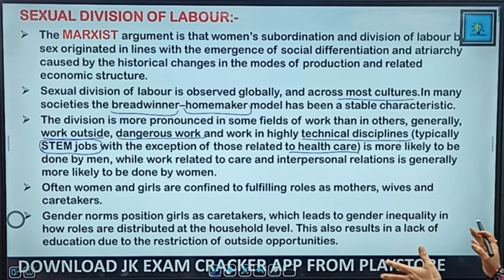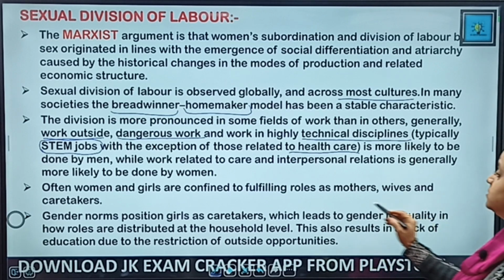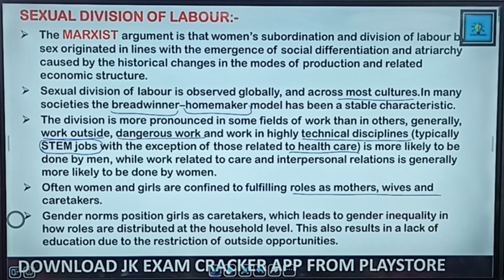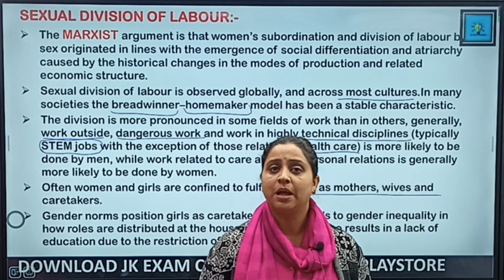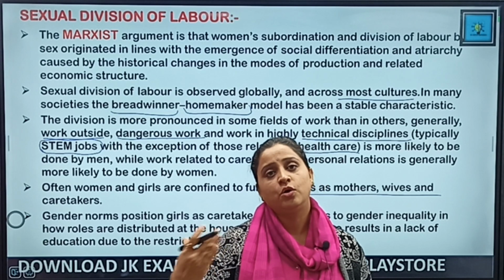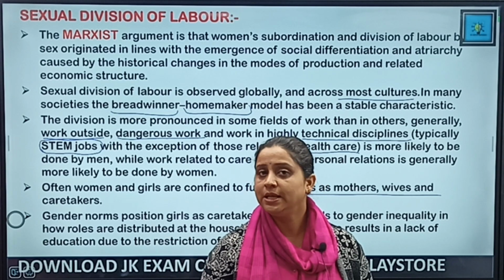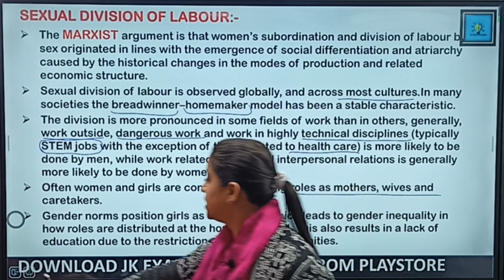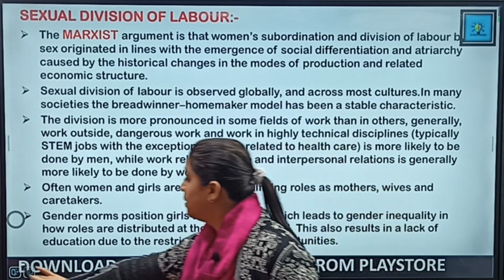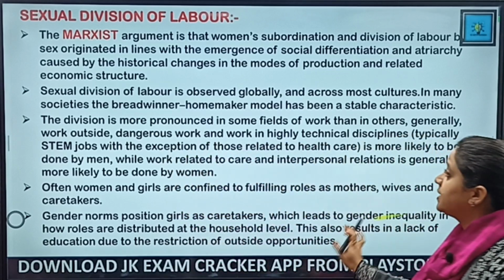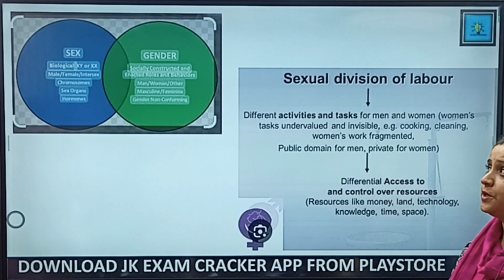तो often women and girls are confined to performing the roles of mothers, wives, caretakers, और मतलब विमेन को ऐसी पोजीशंस में काम करना नॉर्मल समझा जाता है, और दूसरी पोजीशंस में जो ज़्यादा टेक्निकल हैं वहाँ पे मेन को ज़्यादा समझा जाता है. It is mostly in all the societies, because if you go to the facts and data, we will see this.